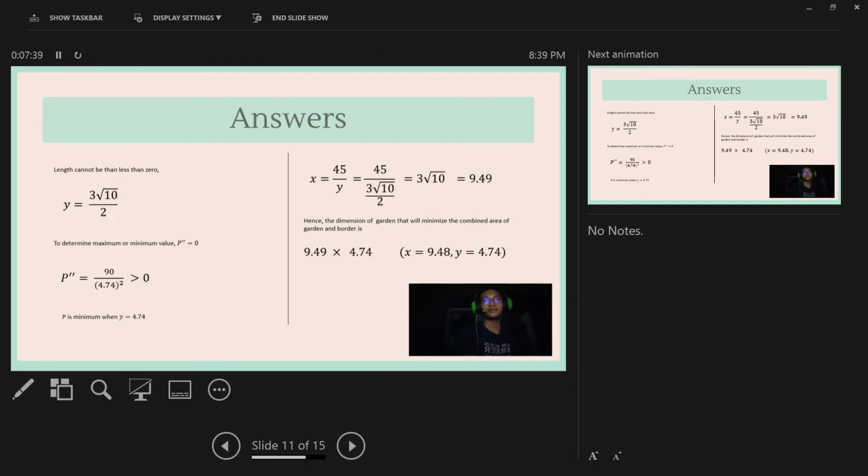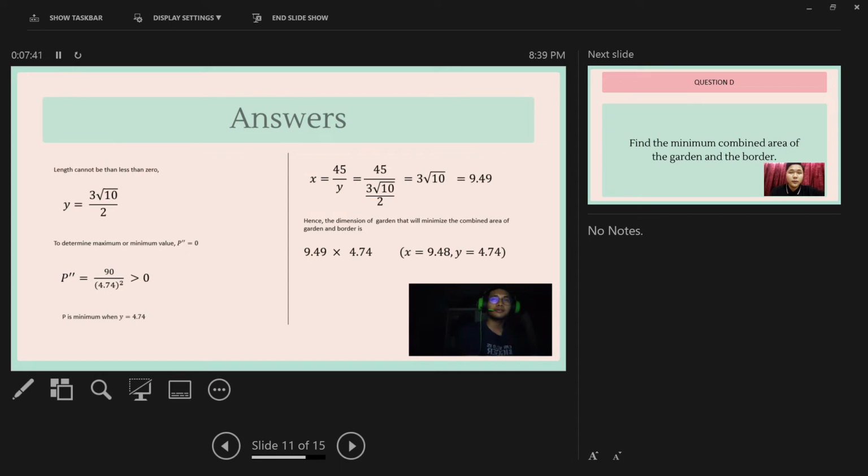As we all know, length cannot be less than 0, so y is equal to 3 square root 10 over 2. And to determine the maximum or minimum value, we need to do the second derivative of p, and the second derivative of p is more than 0, so that means that it is the minimum value. So we know that p is minimum when y is equal to 3 square root 10 over 2, or 4.74.